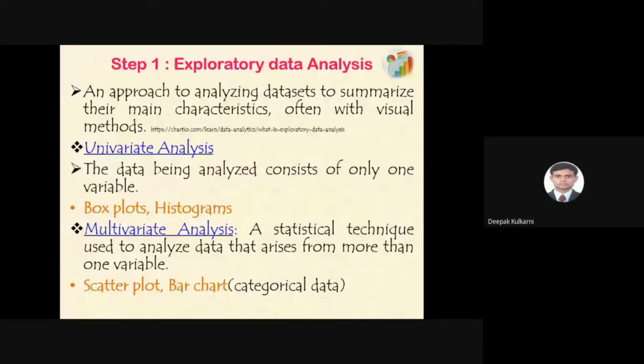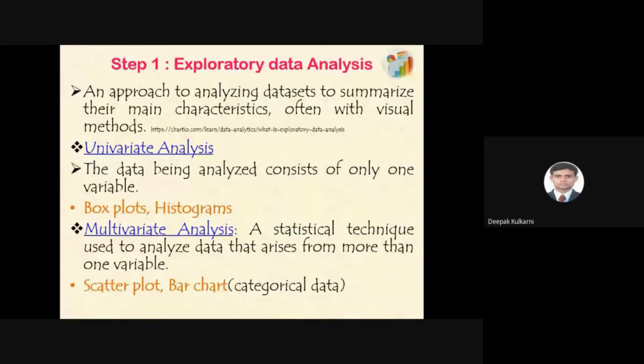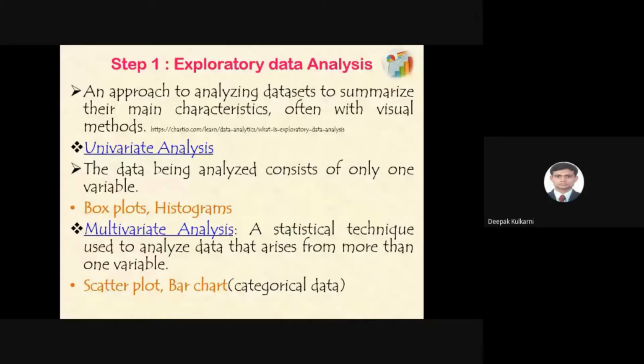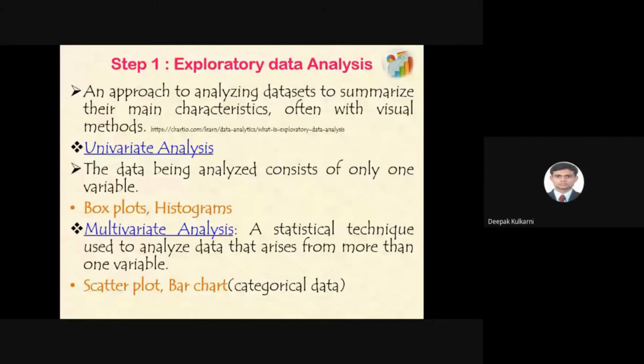The second one is the multivariate analysis, in which the data we are using consists of more than one variable. And how is the multivariate analysis performed? It is by using either scatter plots or bar charts. What are bar charts? If the variable is a categorical variable, then bar charts are used.